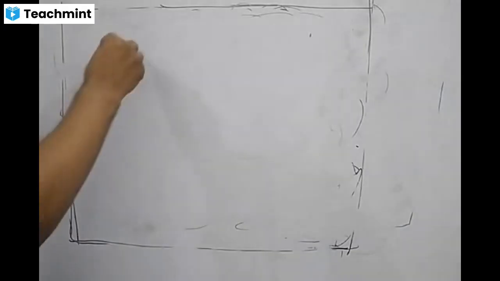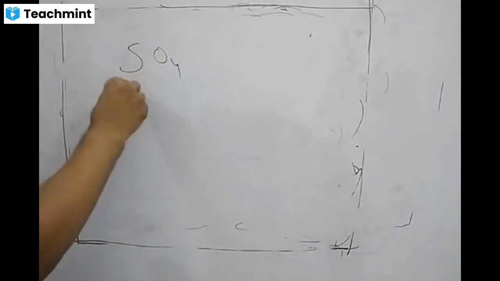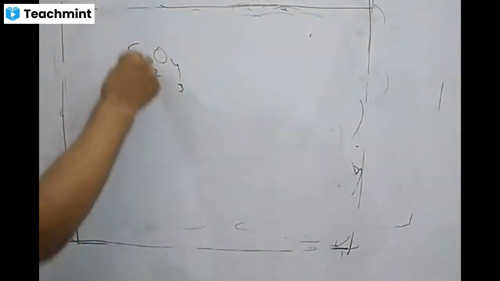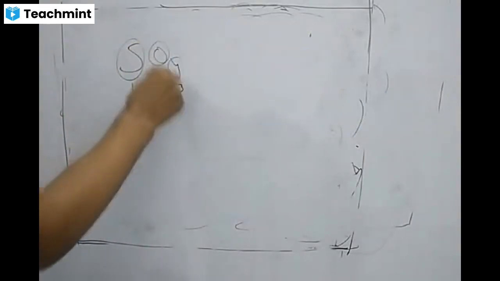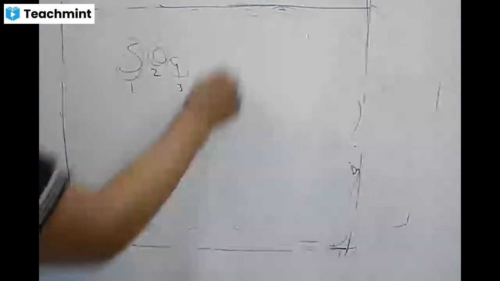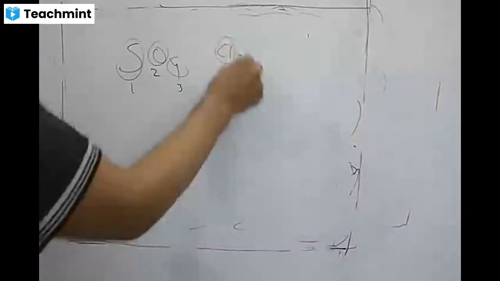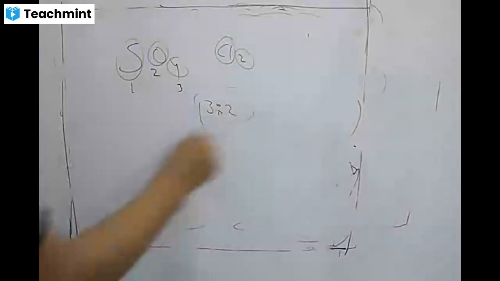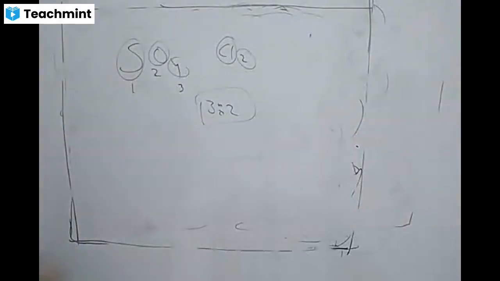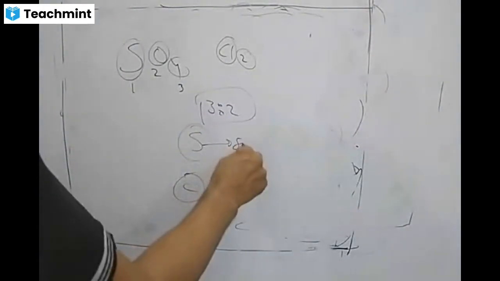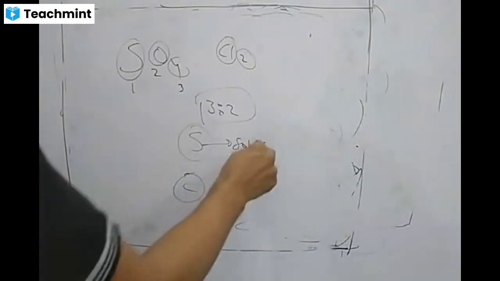If you look at SO4, 1, 2, and 3. There are three things, S, O, and 4. So this is 3. And Cl2, chloride, and 2. This is 2. They are combined in 3:2. And out of these, there is sulfate and chloride. Sulfate is soluble.